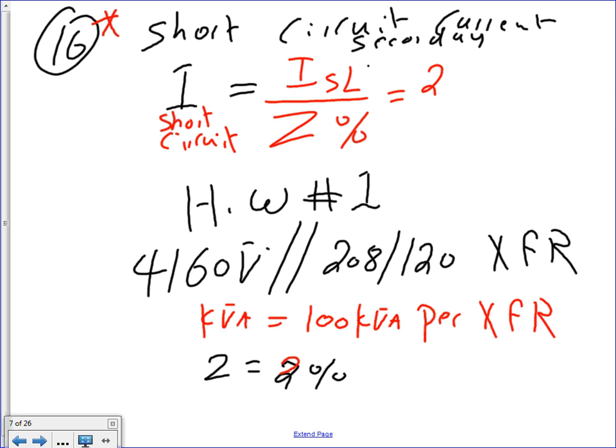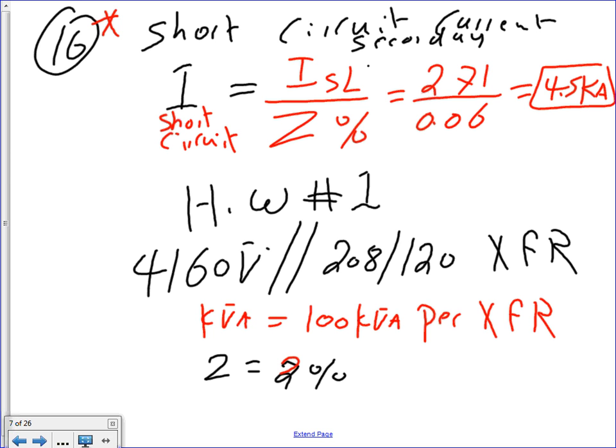What was the secondary line? 271. Divide this by the impedance. What was the impedance? 6%. That will become 0.06. Is this 45K or 4.5K? Can somebody do that for me? Divide the 271 by 0.06. 4.5K. 4.5 kiloamp.